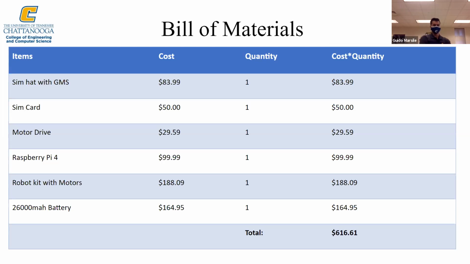Starting with the bill of materials, we've updated it since our last presentation with you guys, since our project has been slightly modified. We have our SIM HAT with the GSM, which was going to be used for cellular communication, but as we stated before, we've modified our robot to communicate over Wi-Fi. We have our motor drive controller for the 4 motors on the robot, and our Raspberry Pi 4, which is the heart of our robot. We also have the robot kit, which is the base plate and all the other things that come with it, and our main power source, which is our 26,000 milliamp hour battery.